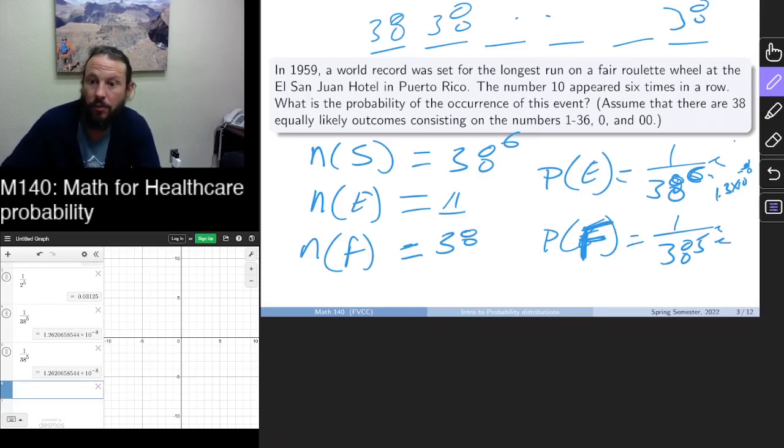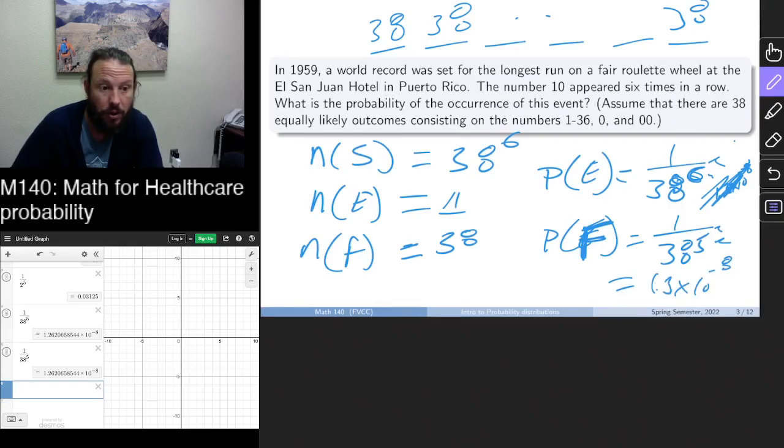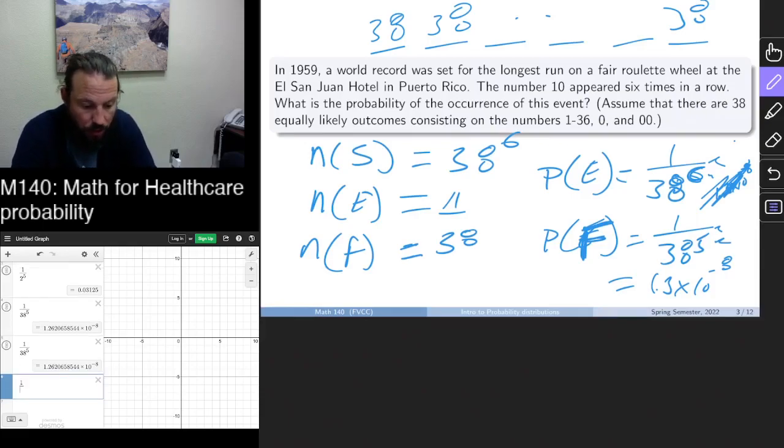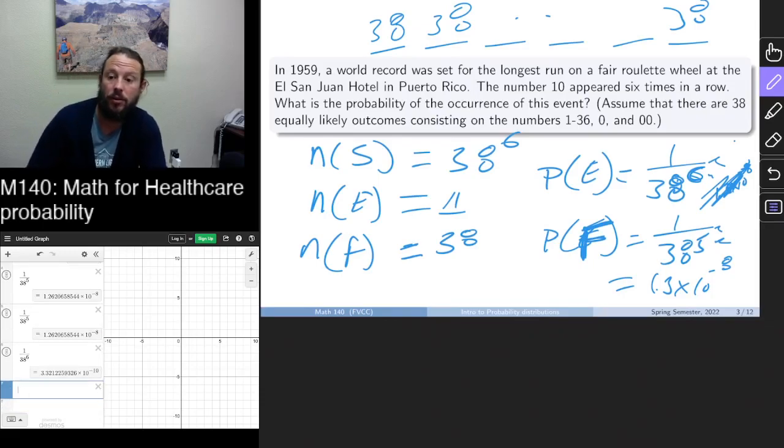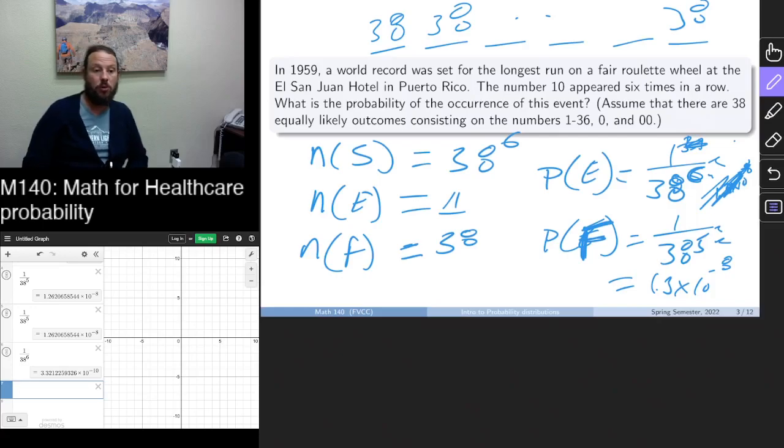Oh, I did one, sorry. Probability of F is going to be about 1.3 times 10 to the negative 8th, whereas the other one should be that divided by 38, or 1 over 38 to the 6th. Oh, that's 10 to the negative 10. It's 3.3. You can read it on my screen. That's 3.3 times 10 to the negative 10. Slightly smaller. Well, quite a bit. It's 2 orders of magnitude smaller, but both of them are absolutely quite small.